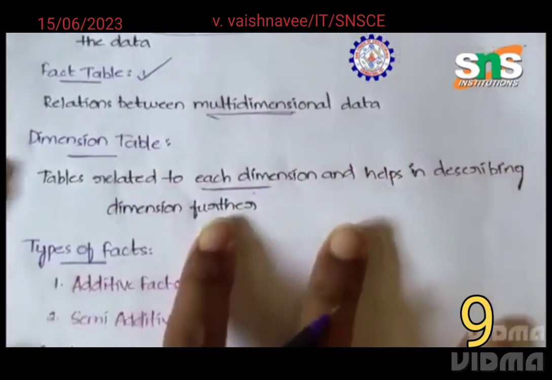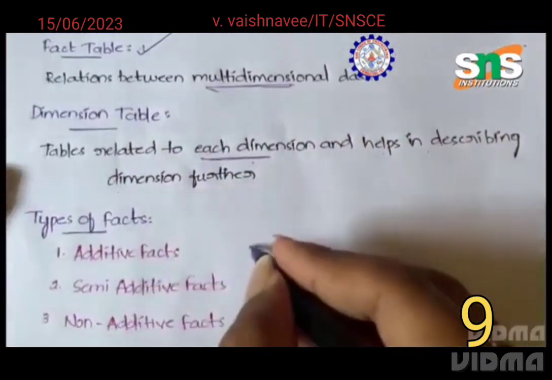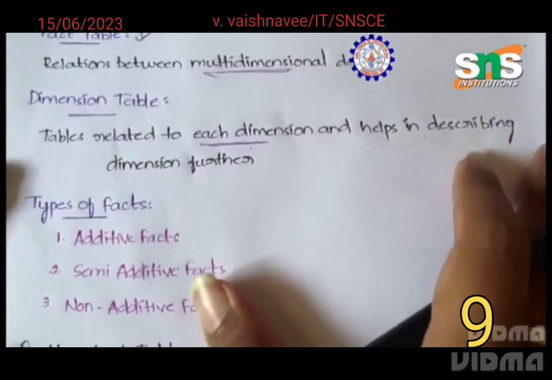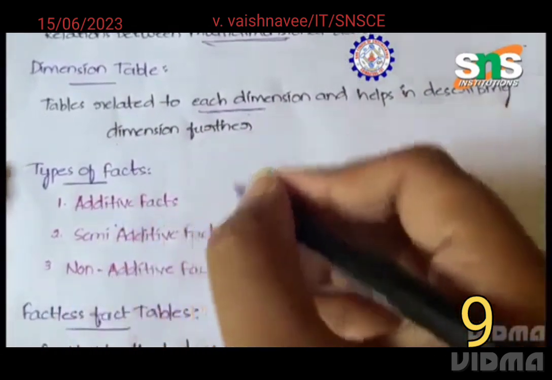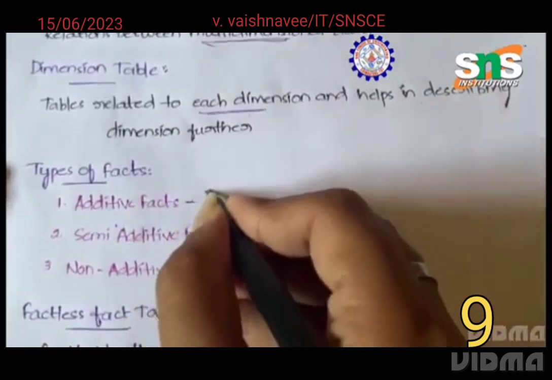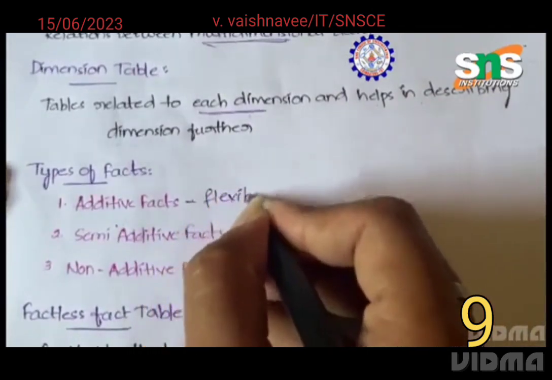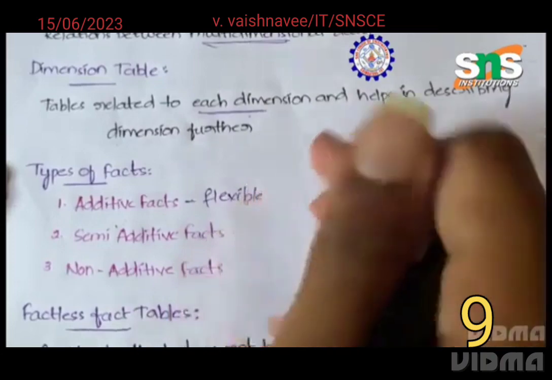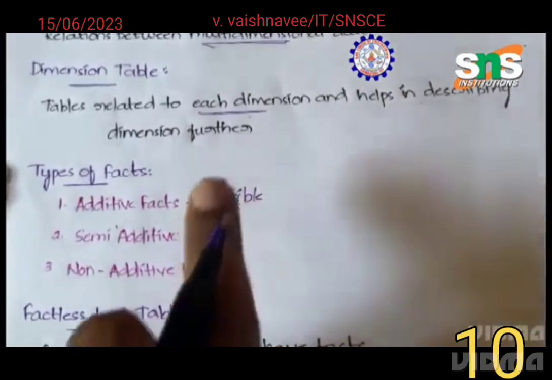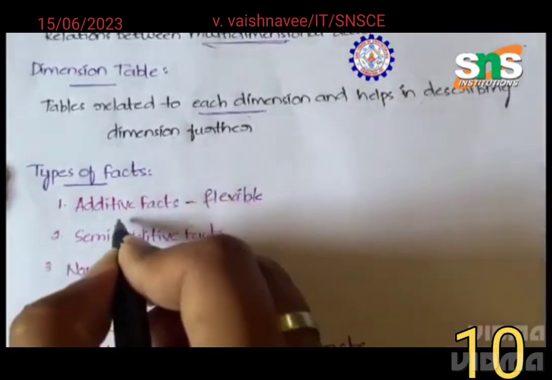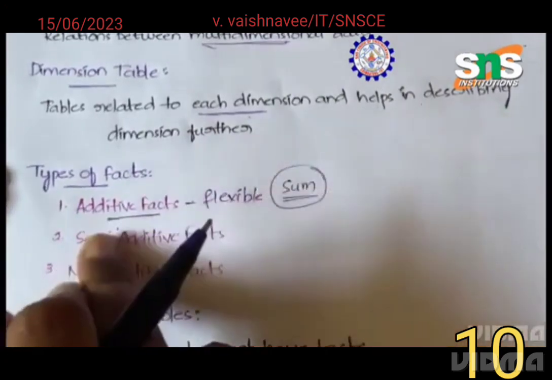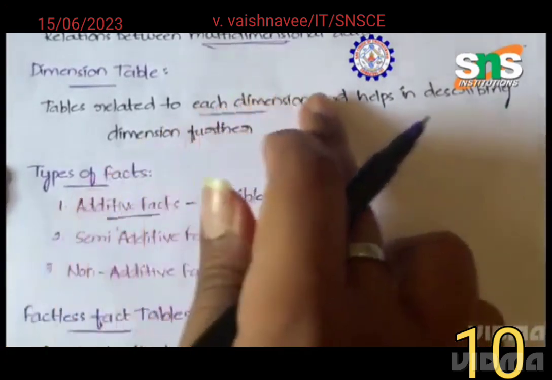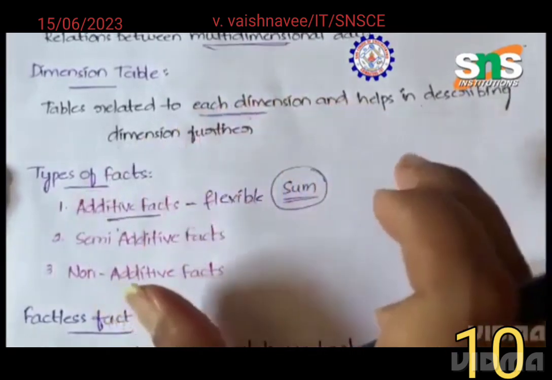Done. Now, types of facts. We have a total of 3 types of facts. The first one is the additive fact. What do you mean by additive fact? Among all the facts we have, this is the most flexible and also the most useful one. Why? Because you can sum it, S-U-M. You can sum these additive facts even across any other dimensions associated with the fact table.